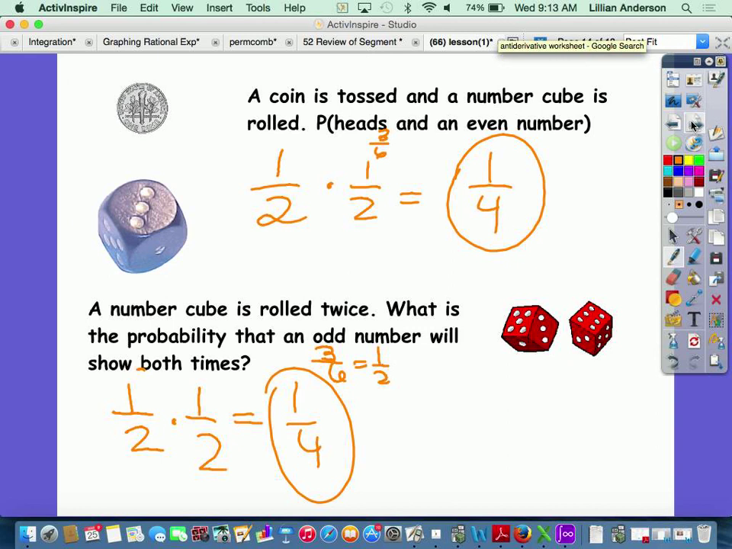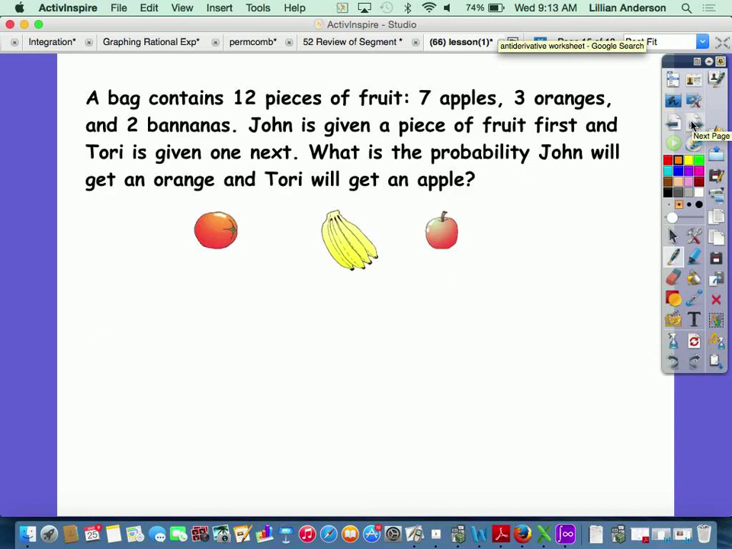The next two are different because you have to take into account that for both of these situations, I'm not replacing the card, I'm not replacing the fruit or anything like that, okay? So it says a bag contains 12 pieces of fruit, 7 apples, 3 oranges, and 2 bananas. John is given the first piece of fruit, then Tori is given the next. I kind of hit on this already. What is the probability that John will get an orange and Tori will get an apple?